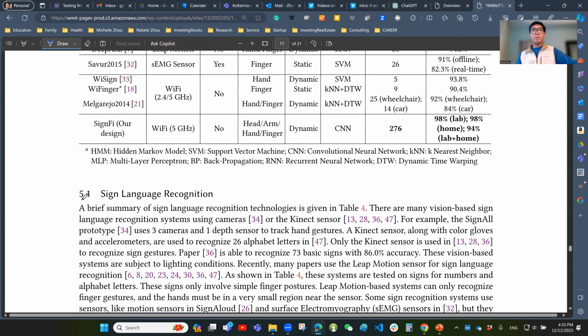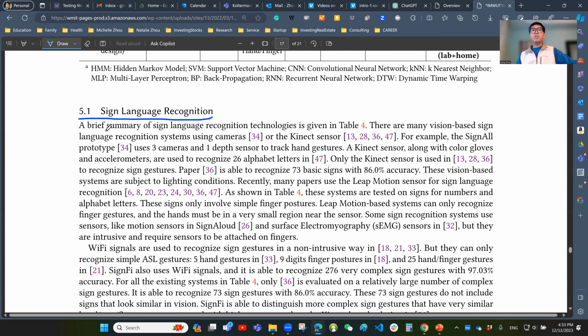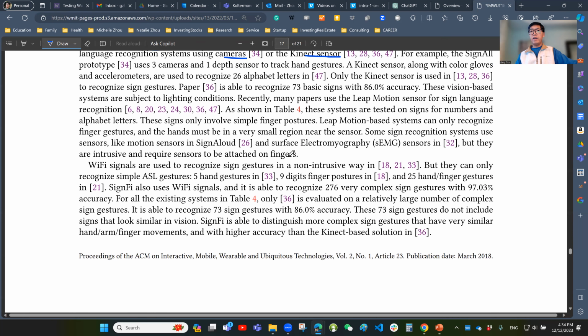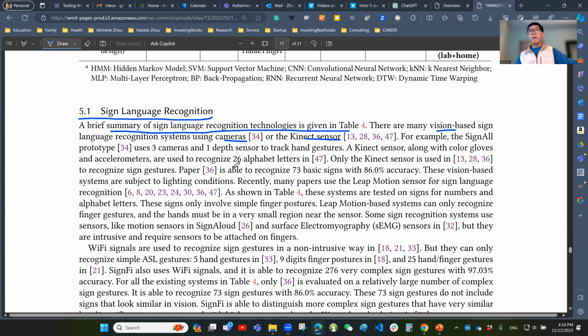Naturally, your first subsection will be sign language recognition. Here you see we're going to give a summary. There are many things, using cameras and Kinect sensors as we described in the introduction, but it could be a longer description, okay? Because we do have more space.